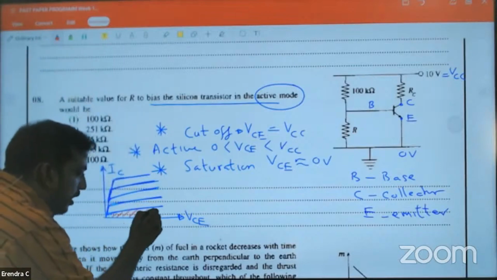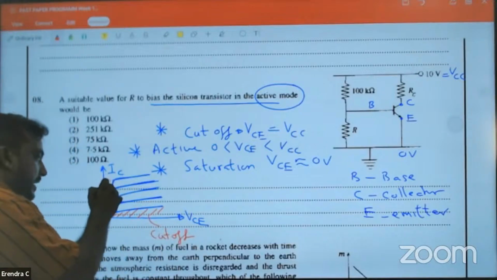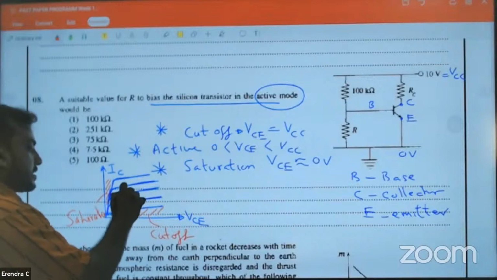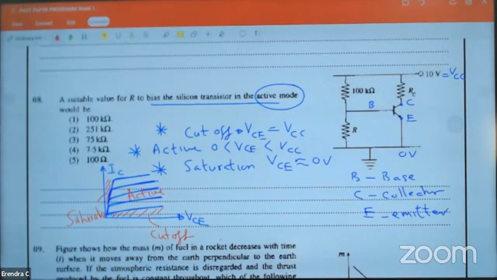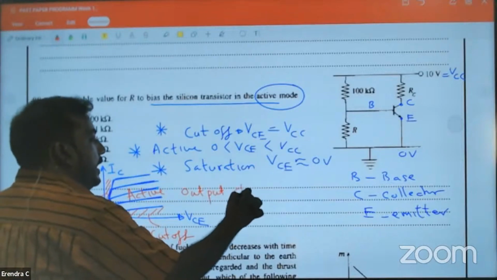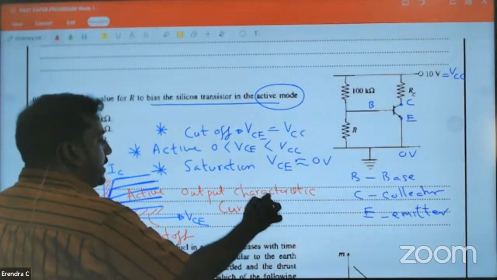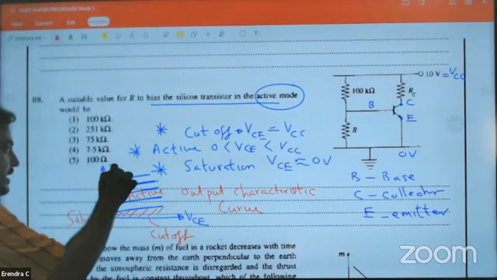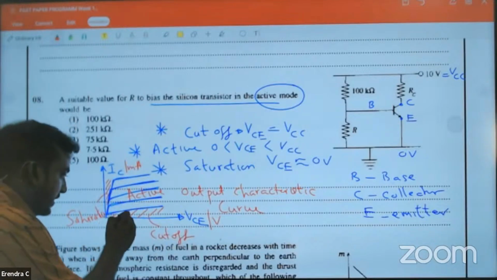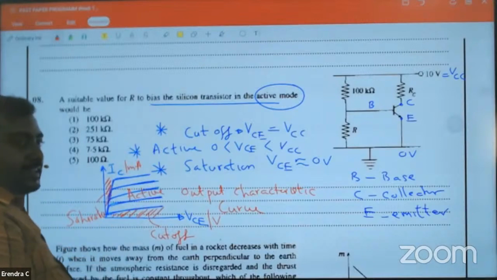This region is called cutoff. This region is called saturation. This is called active. This is your output characteristic curve. IC is in milliampere, VCE is in volts. This is your cutoff region, this is your saturation region, this is your active region.